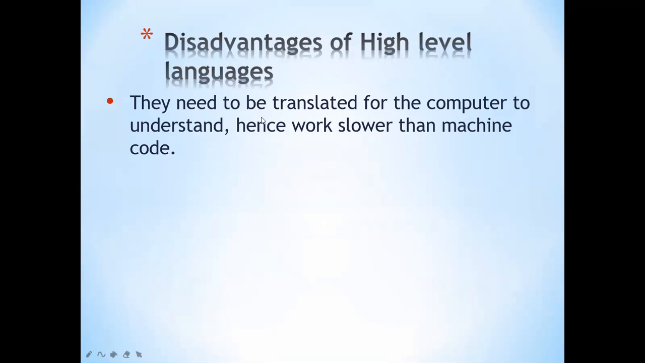Now, the disadvantage. What is the disadvantage? It needs a translator. A translator program, one thing, it needs to be translated for the computer, hence it works slower than machine code. It's obvious that if I am writing something in machine code that is understandable by the computer, it is directly translated. There is no need for any translator. It is directly understood by the computer. But if I am going to write anything in high level language, the computer needs to translate it. So there must be some translator between the user and the computer.